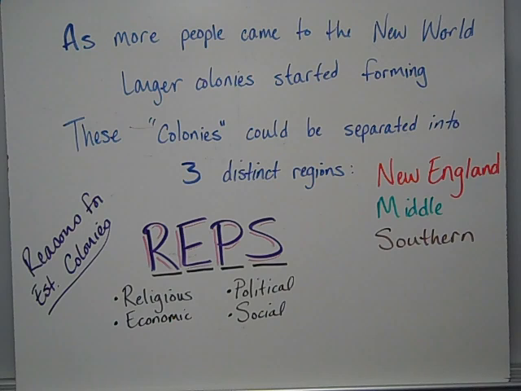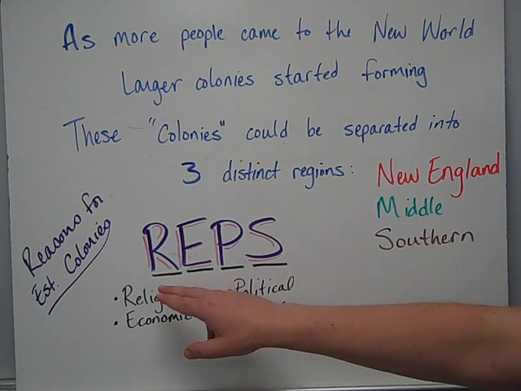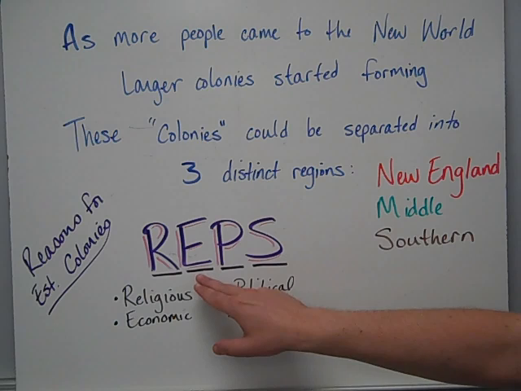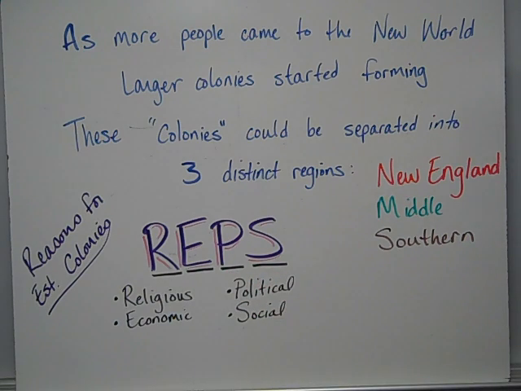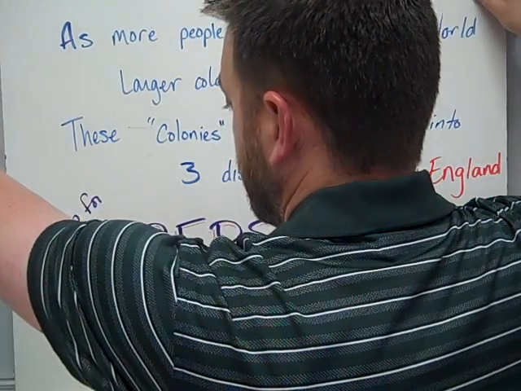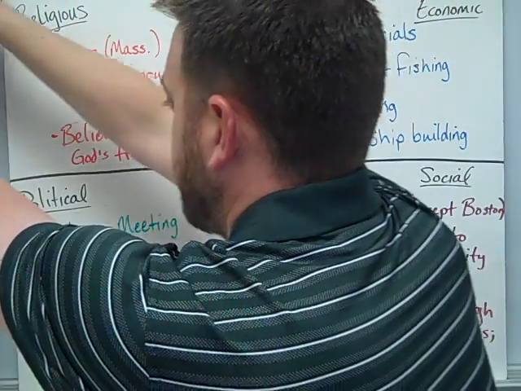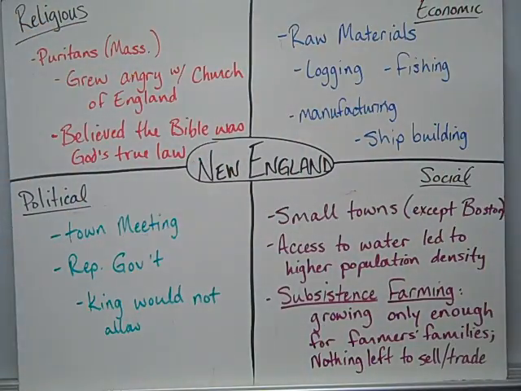Now, the reasons for establishing those colonies are actually very similar, but the details of those reasons are very different. Those reasons are religious, economic, political, and social, and we'll be discussing the reps of each of those three colonial groups. We'll begin with the New England colonies.